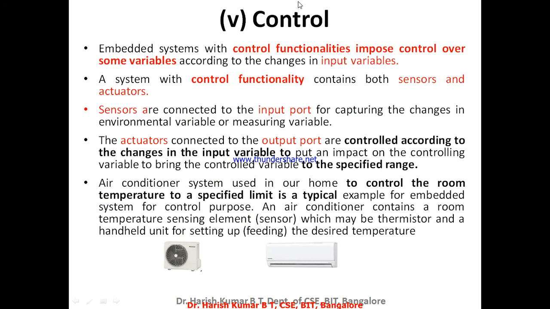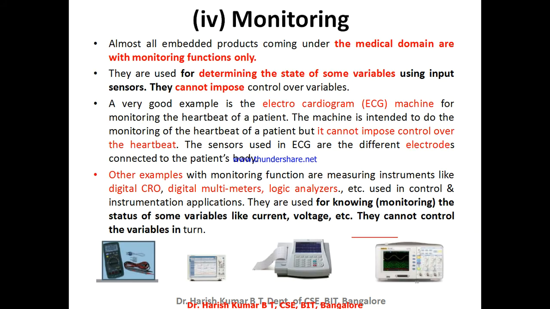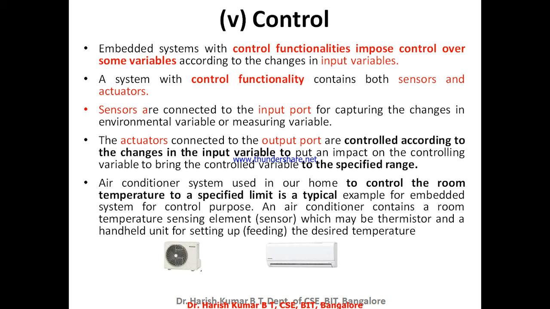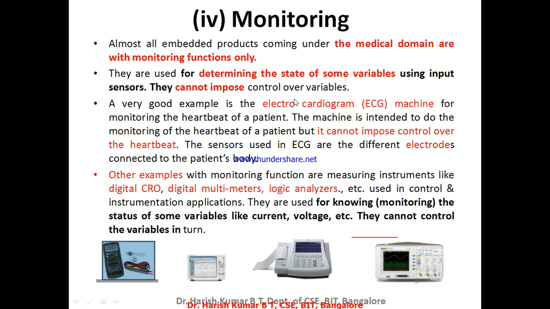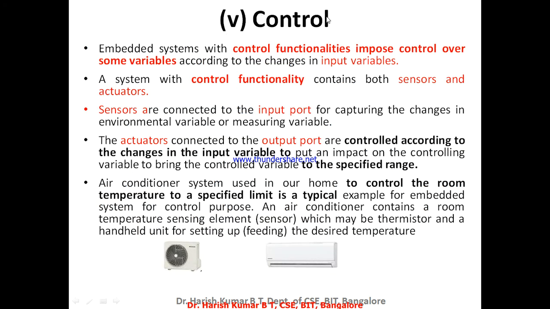Next, control is quite opposite to monitoring. The embedded systems which are designed for monitoring only monitor, without the capability to change the states of the variables. But the embedded systems which are designed for control functionalities impose control over some variable according to the changes in the input variables. A system with monitoring functionality contains only sensors, but an embedded system designed to control contains both sensors and actuators.